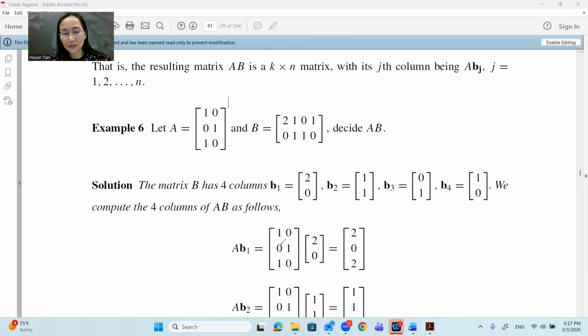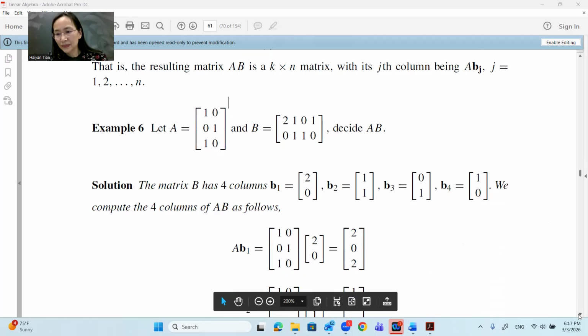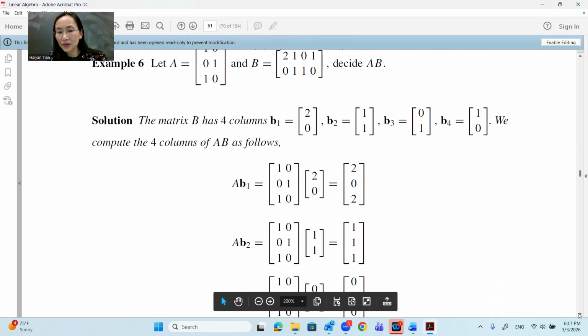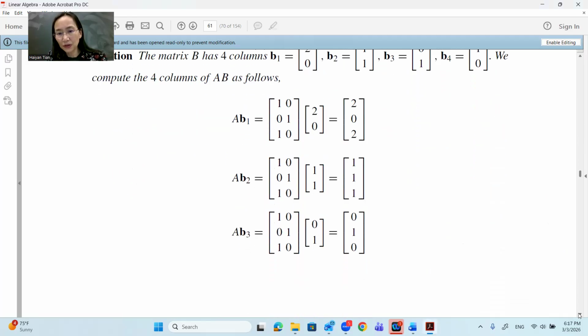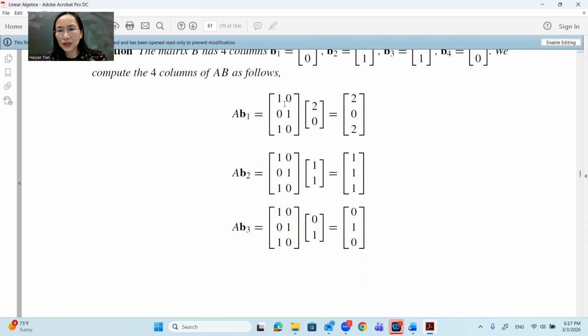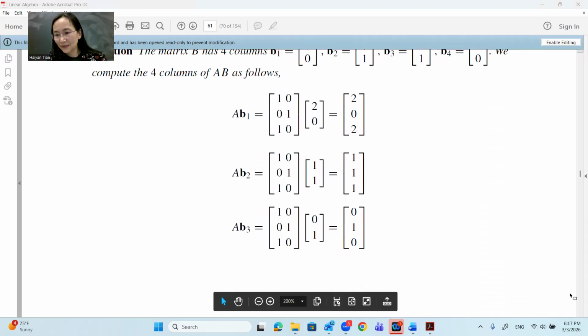And similarly, we can multiply A by the second column of B. And then A times the third column of B and A times the fourth column of B. Each time we multiply, we get a vector. Okay. So after we get AB1 through AB4, we are ready to write the product matrix.